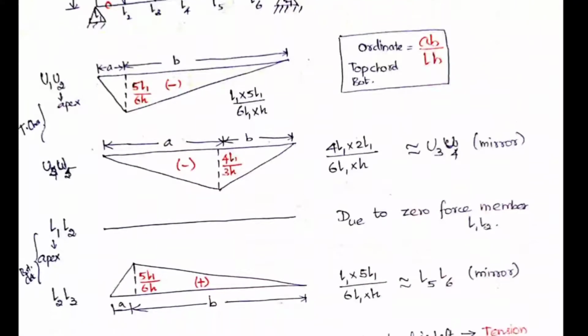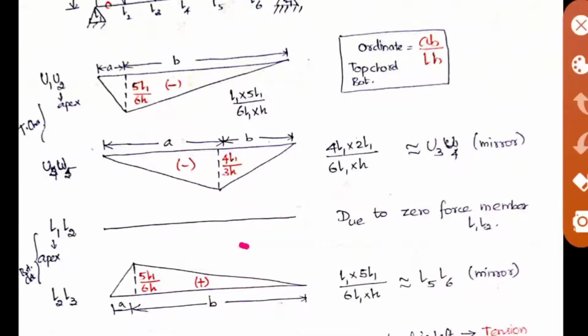It will be just a straight line here. Okay, so like this only it will be displayed. So this is due to the zero force member L1, L2. So before going into the ILD diagram, just check what are the zero force members that are occurring in that structure. And the next, I have taken L2, L3, that is the second member.